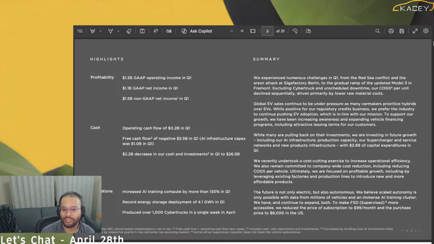Excluding the Cybertruck and unscheduled downtime, the cost of goods sold per unit declined sequentially, which is nice, driven primarily by lower raw materials costs. So things are returning to some sort of sanity on the pricing side of things on the raw materials. And they're pointing out that their competitors are switching more to hybrids or nothing electrified, and they're not going to make that same mistake.